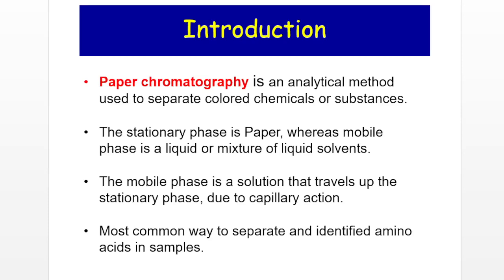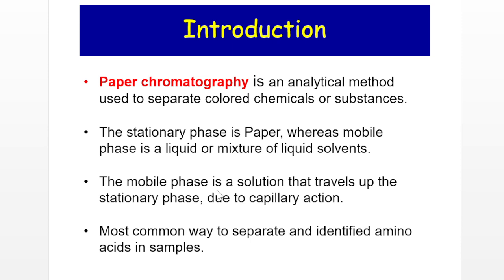In this video, we discuss paper chromatography in detail. First of all, let's come to the introduction of paper chromatography. Paper chromatography is an analytical method used to separate colors, chemicals, or substances. The stationary phase is paper, that's why it's called paper chromatography, where the mobile phase is a liquid or mixture of liquid solvents.